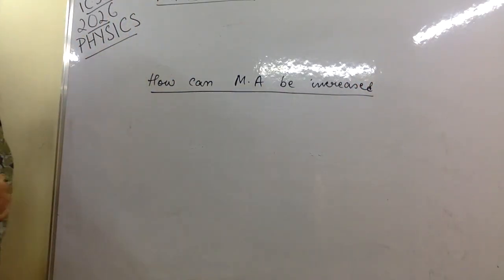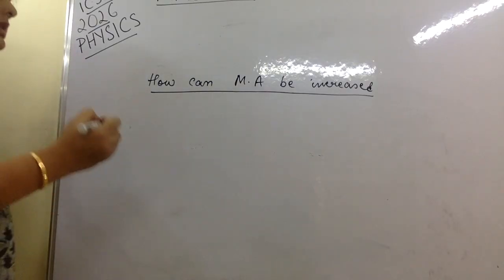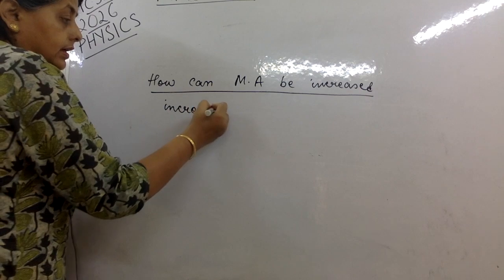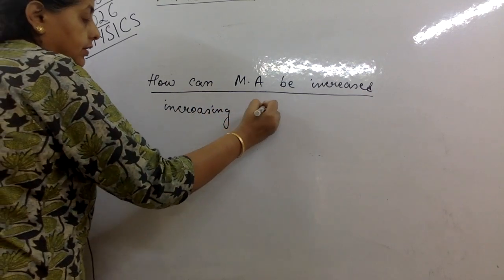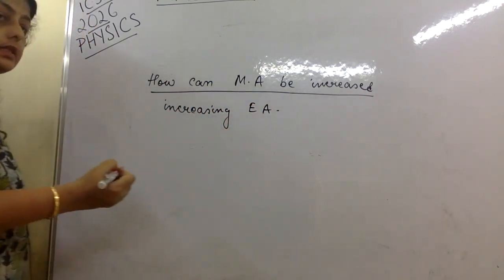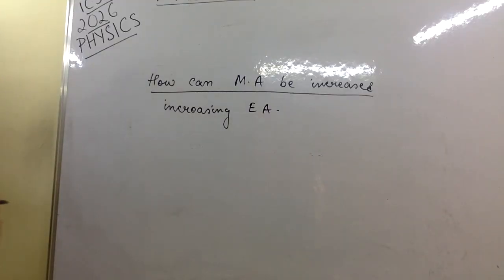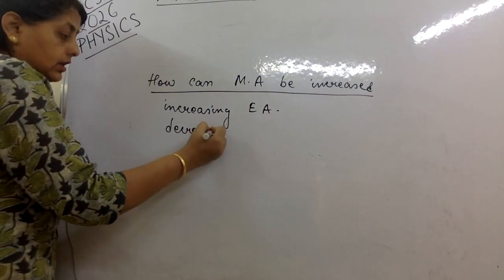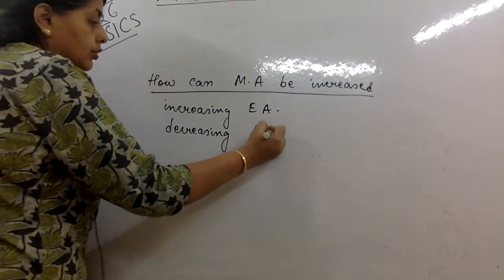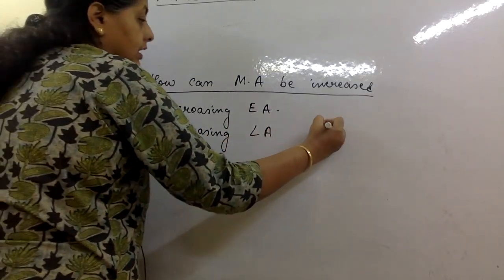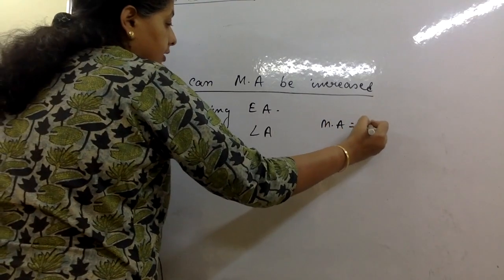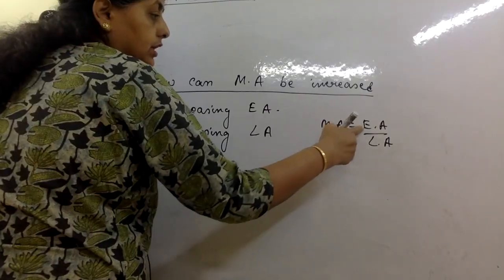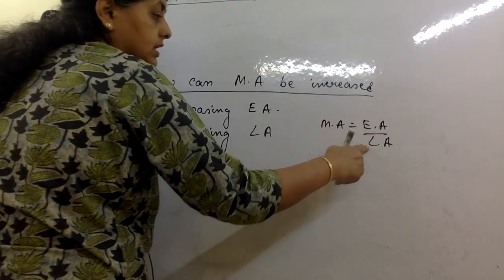Now there can be three ways: increasing effort arm, decreasing load arm, this is something you'll have to make a little effort to understand, because mechanical advantage is effort arm by load arm. So you want to make this bigger, you either make this bigger or you make this smaller.